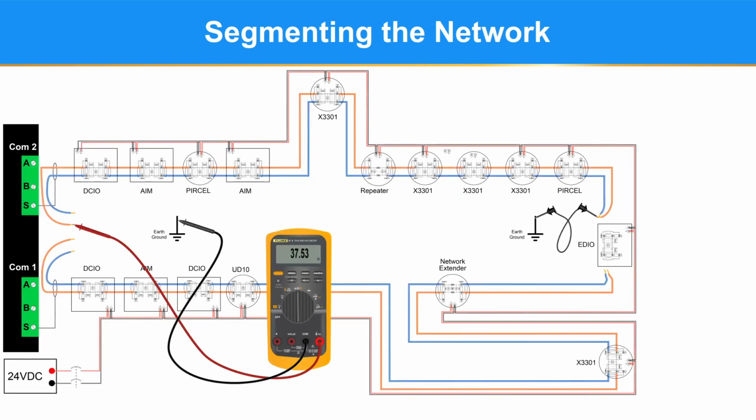And then check the COM2B wire to ground. It should be close. And then you can do the same thing on the COM1 side of the network.